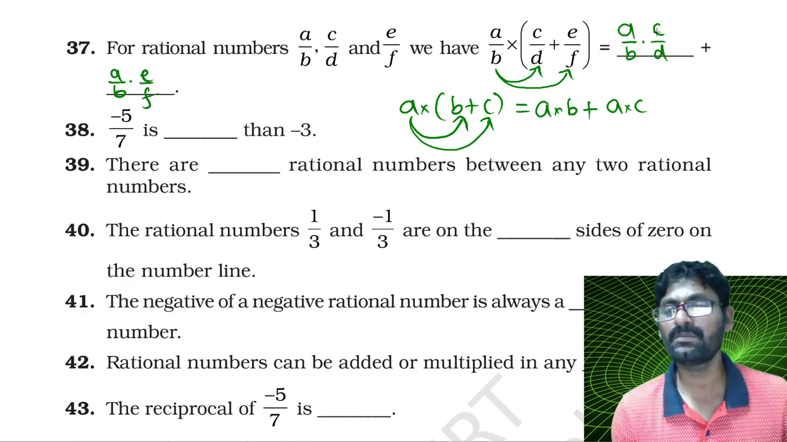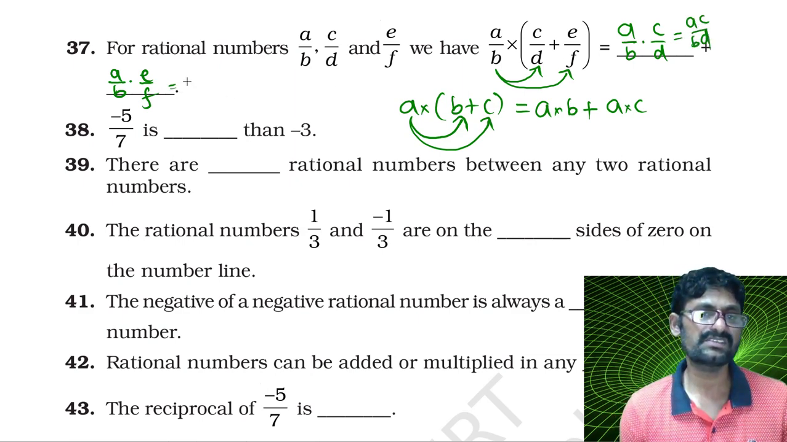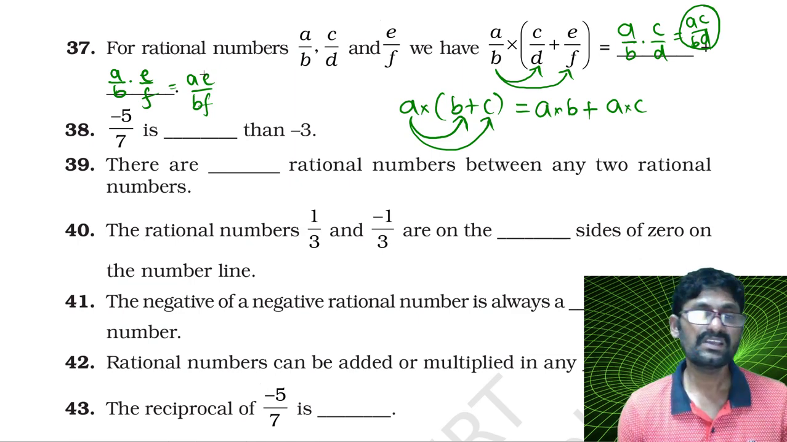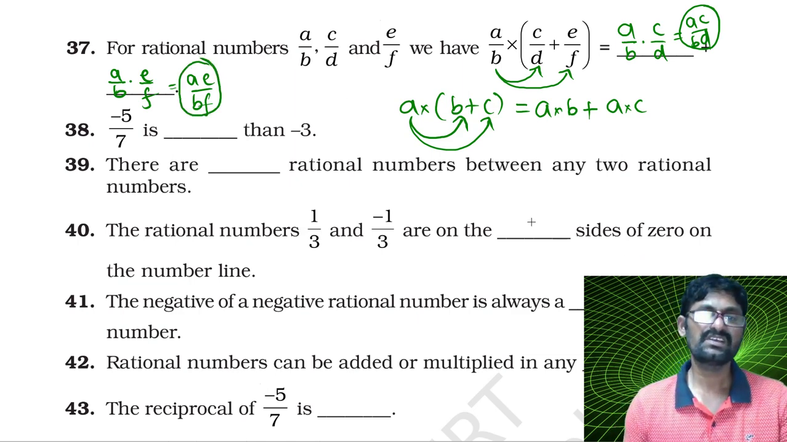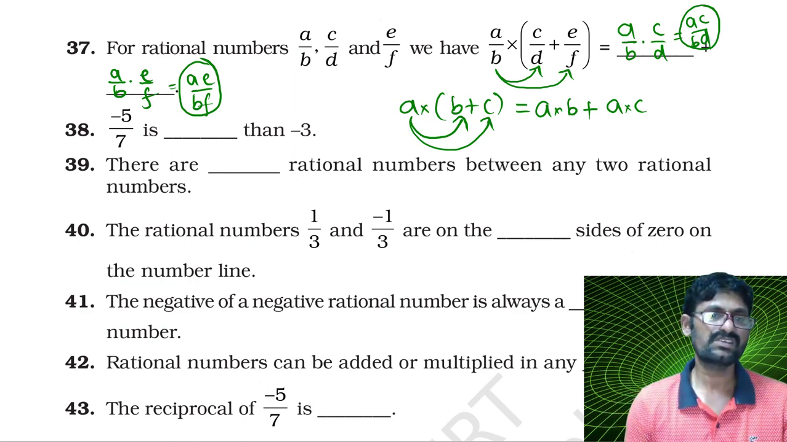Or you can write a by b times c by d as ac by bd. Here also this can be written as AE by BF. So in the first blank you can write AC by BD. In the second blank you can write AE by BF. That's it. This is simply distributive property. Now let's go to the next, 38th problem.